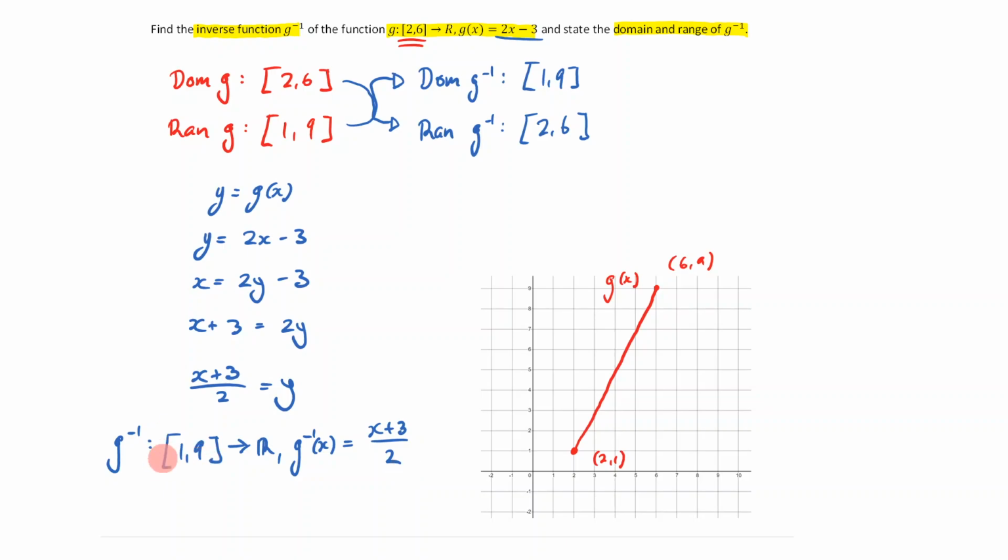So notice that I had to write it like this because I had to specify the domain because the original function specified the domain. A very important point there. This is my final answer.